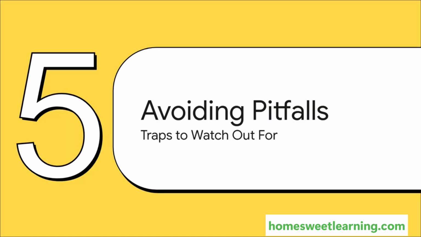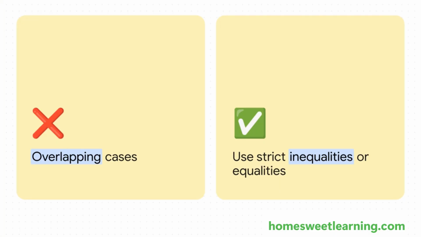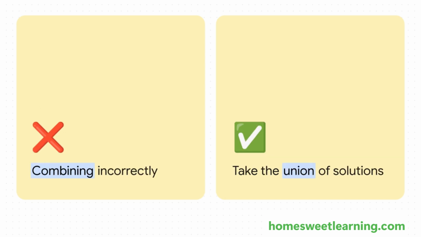Section 5. Avoiding common pitfalls, traps to watch out for. First major trap: overlapping cases. If your cases accidentally bleed into one another, you are going to end up double counting solutions or completely confusing your boundaries. It's a mess. The easiest prevention method is to always use strict inequalities or exact equalities. For example, explicitly separating x is strictly greater than a, x equals a, and x is strictly less than a. Keep your fences up.